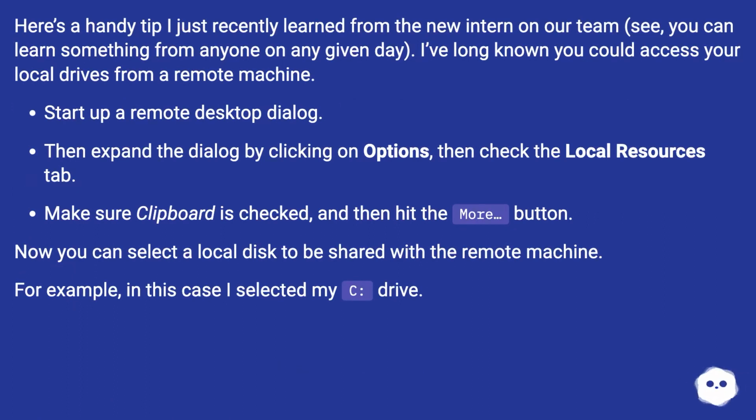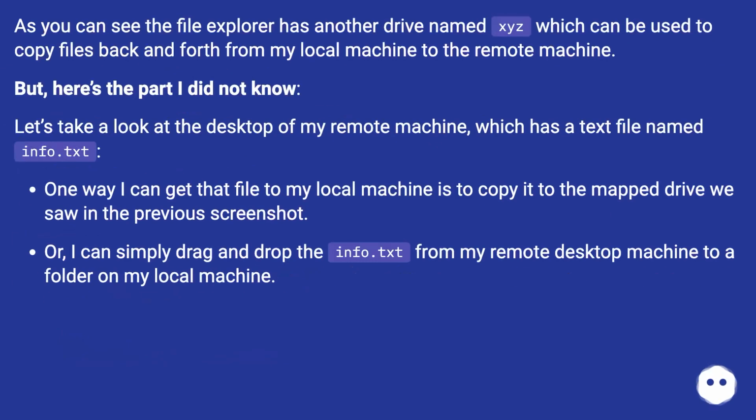Start up a remote desktop dialog. Then expand the dialog by clicking on Options, then check the Local Resources tab. Make sure Clipboard is checked, and then hit the More button. Now you can select a local disk to be shared with the remote machine. For example, in this case I selected my C drive. As you can see, File Explorer has another drive named XYZ which can be used to copy files back and forth from my local machine to the remote machine.